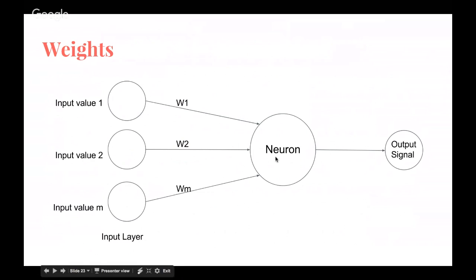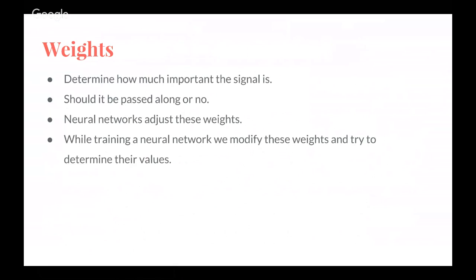Each input and neuron in the layer has some weight. The weight determines how much that value is contributing to the neuron, or to that path. So it determines how important that signal is. Should it be passed along or not? If the weight is 0, then that signal is not important to us, so we should not use that signal.